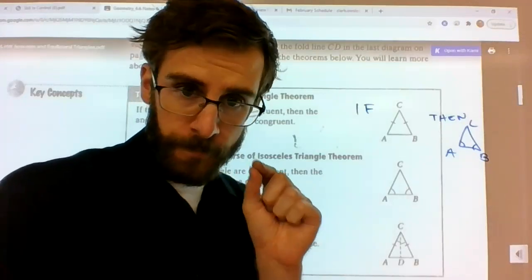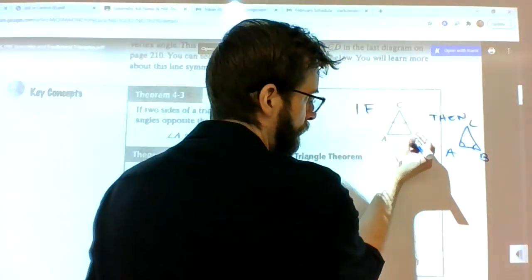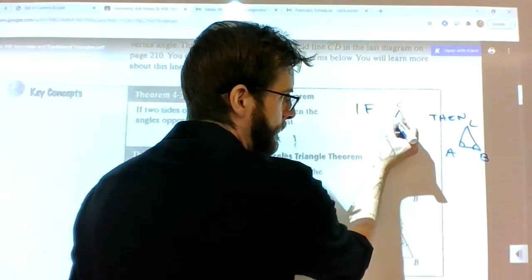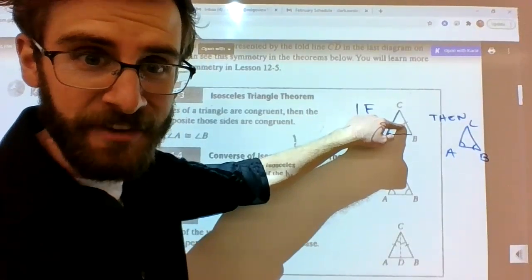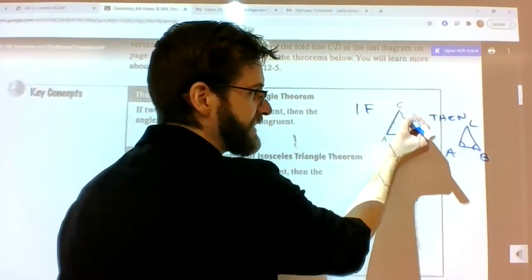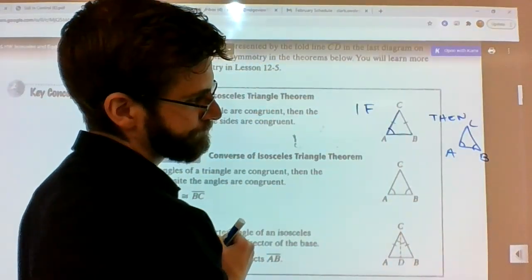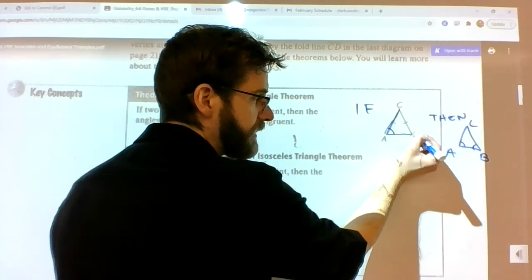Now, stay with me here. Opposite angles are formed by the sides that are not the side that's opposite to it. So, opposite BC is A. Opposite AC would be B.